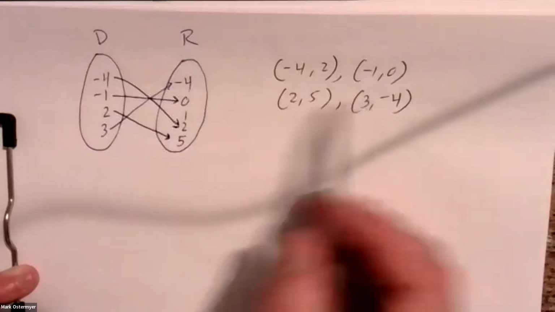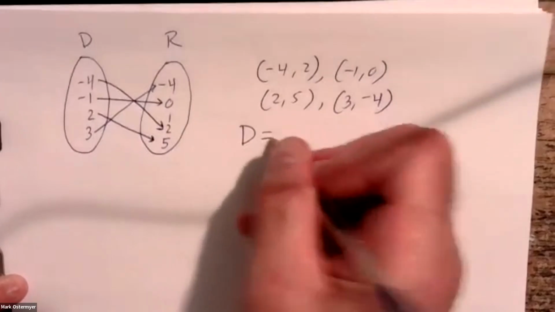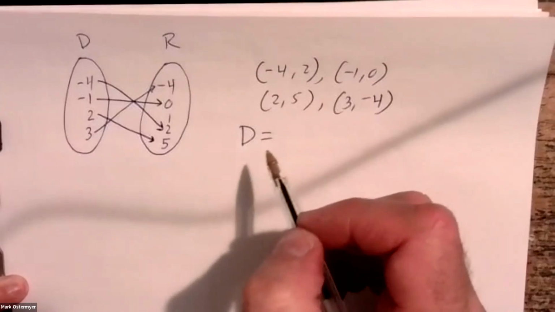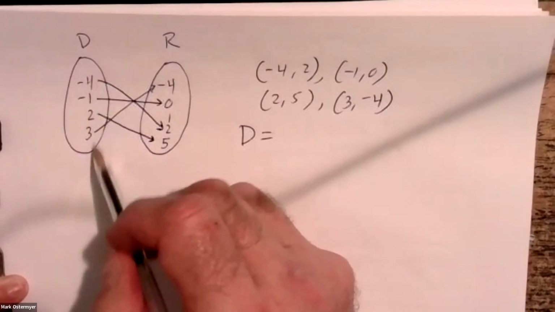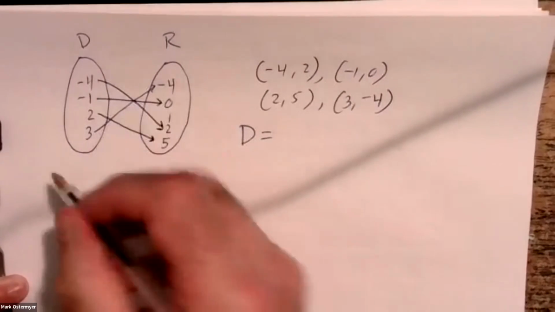So this is certainly a relation. It's a set of ordered pairs. What would be the domain of this relation? And by the way, is this relation a function? Do we see more than one arrow emanating from any value in the domain? The answer is no. So we do not have any duplicate x coordinates. All the x coordinates are unique. So this is a function.